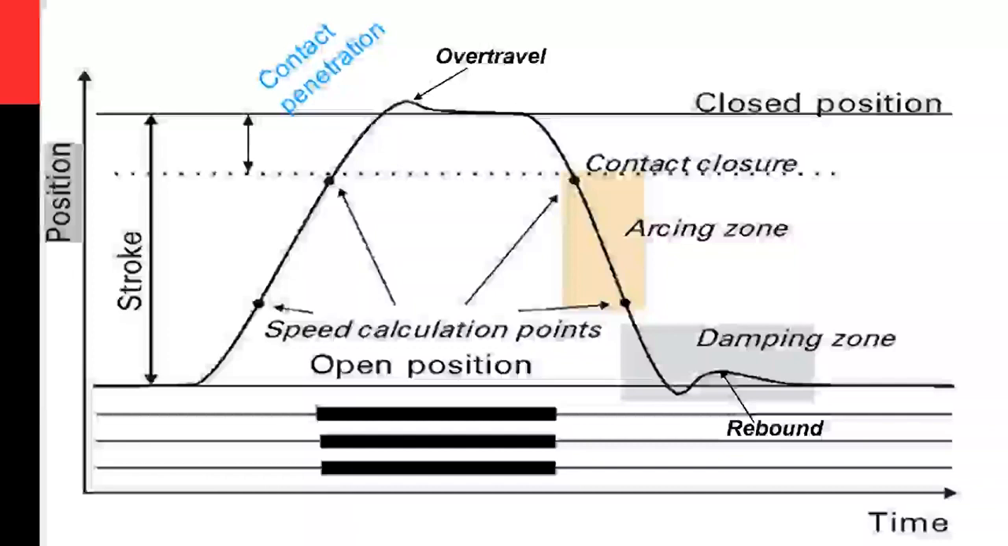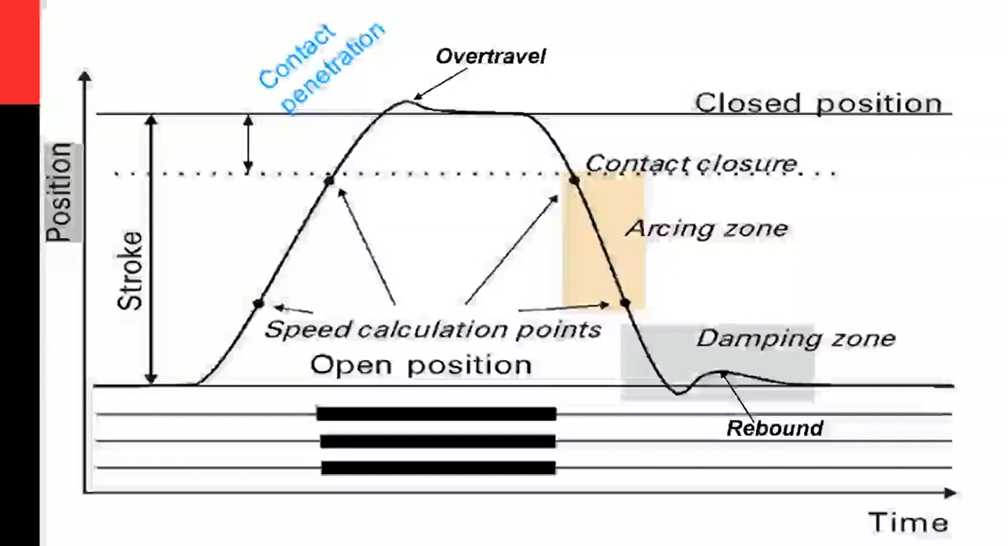Some other things that you'll see, as I said, velocities are very important. If you look, there are 4 points on here, and those are your speed calculation points. We want to get the stroke and overtravels and all that, but really we also want to get the velocity of these circuit breakers. Sometimes you'll hear a time and travel device referred to as a speed tester, because that's what they're looking for: how fast their interrupters are traveling.